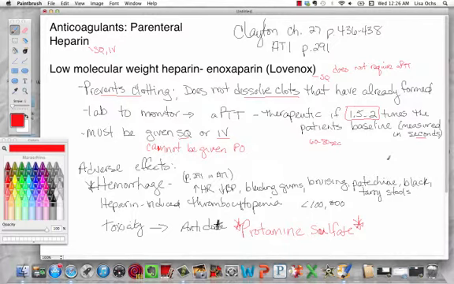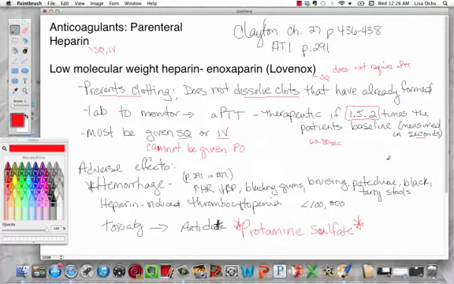Really, the only medication-food interaction is that patients who take aspirin or NSAIDs or any other anticoagulant are going to have an increased risk of bleeding because of the additive anticoagulant effect. So the person should not be taking aspirin or other anticoagulants or NSAIDs because of the increased risk of bleeding.